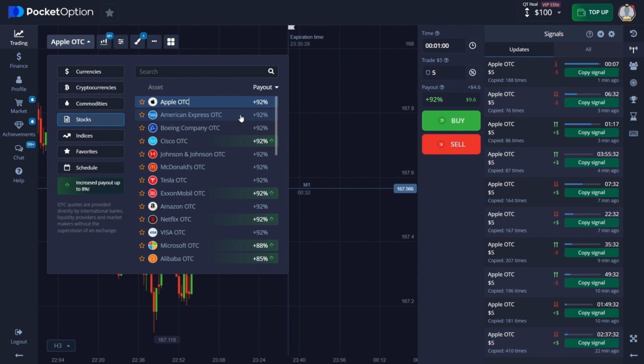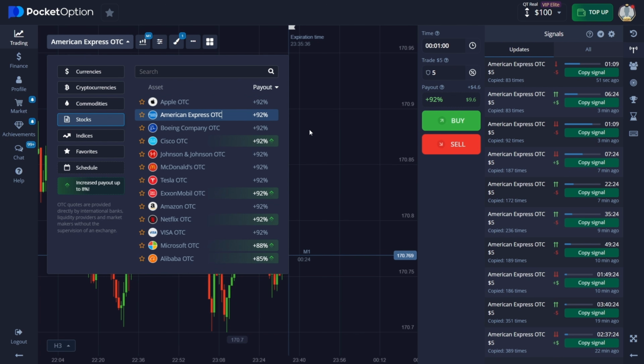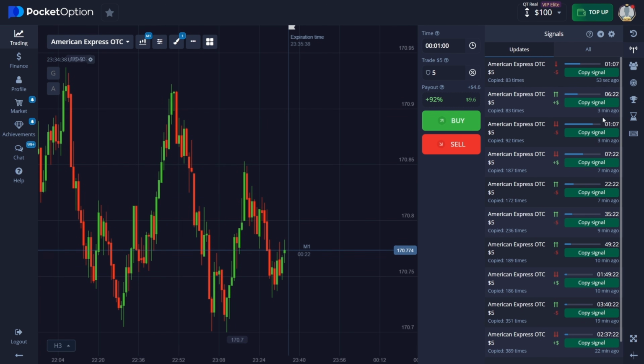First, we will select an asset. As you can see, I have $100 in my account and I will only put 5% of my capital per trade. So first we will select an asset. So for American, we have a trade. I selected American Express OTC and there was a trade for 1 minute. I believe this was a downside trade, so I will copy the trade for the downside move.